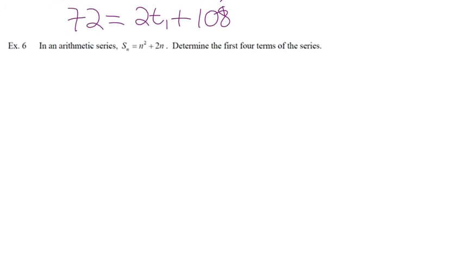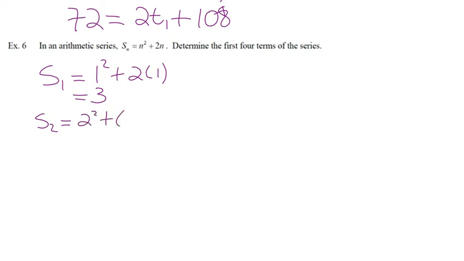Example 6. In an arithmetic series, now we get a formula for determining the sum of n terms, right? S sub n is n squared plus 2n. Determine the first 4 terms of the series. Oh, well, that was pretty easy, really, isn't it? So what do we do? S1 is equal to 1 squared plus 2 times 1, which is 3. S2 is equal to 2 squared plus 2 times 2, which is 8.